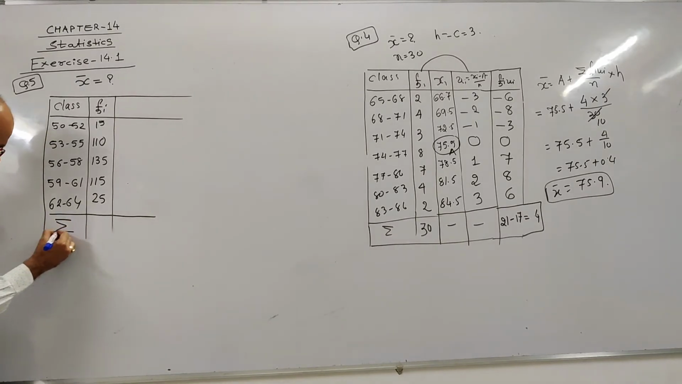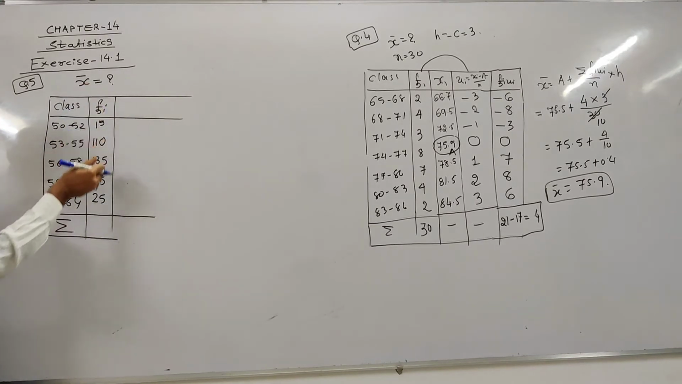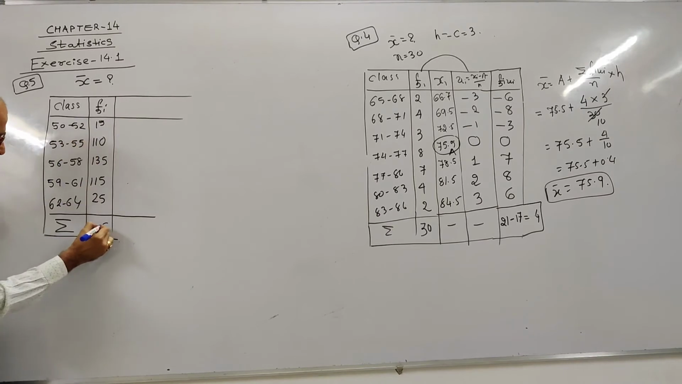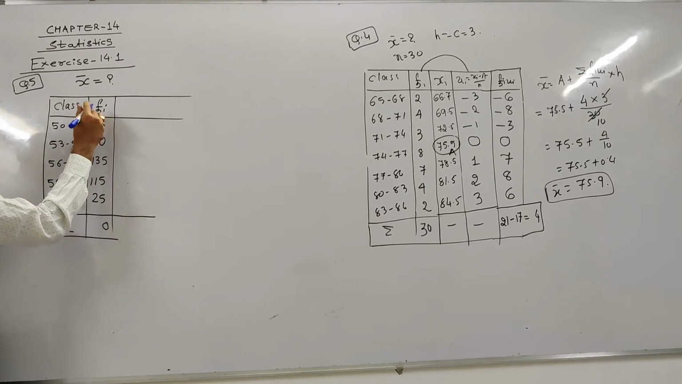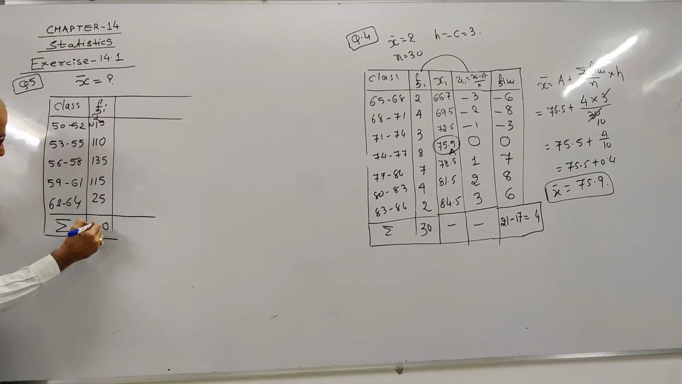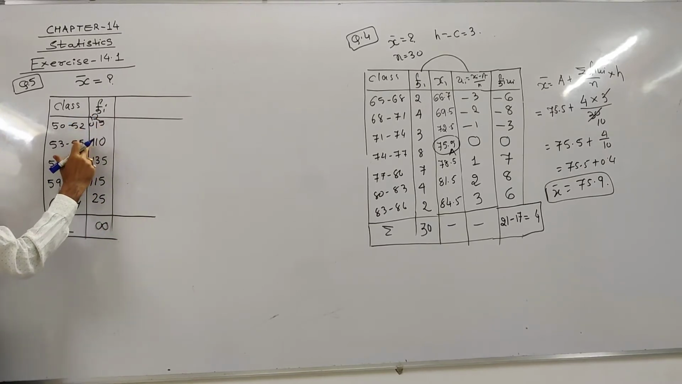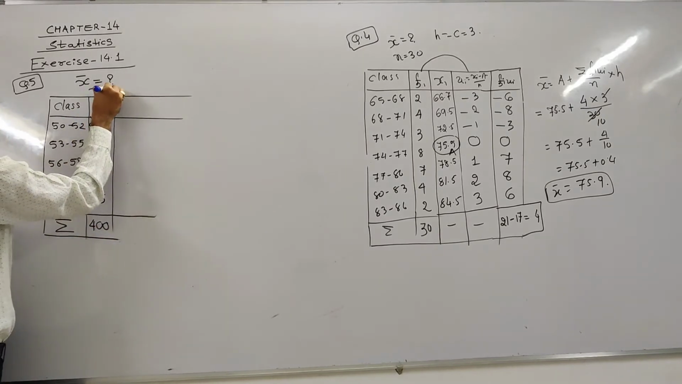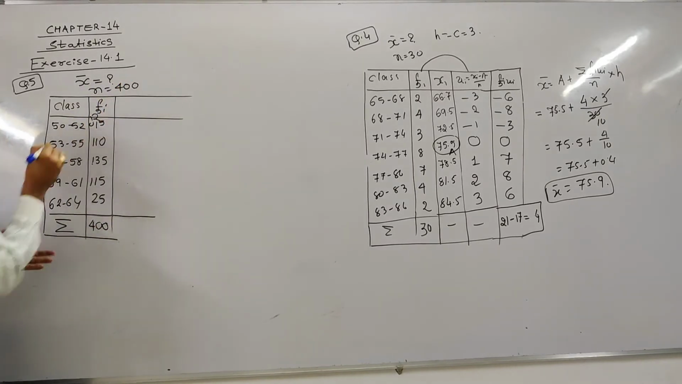Here it is sigma. Sigma means total. Let me add this first. 5 plus 5, 10 plus 5, 15 plus 5, 20, 2 plus 1, 3, 4, 5, 6, 7, 8, 9, 10, 0 and 1. 1 plus 1, 2, 3 and 4. So n is equal to 400. So you can write here n is equal to 400.